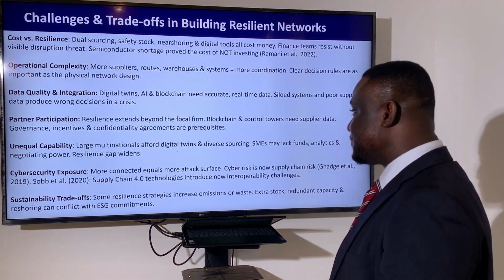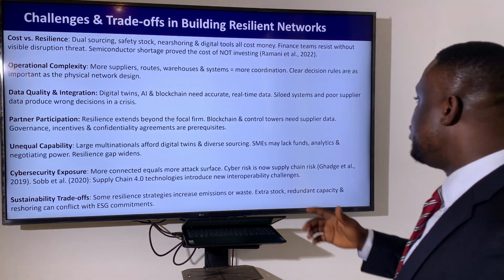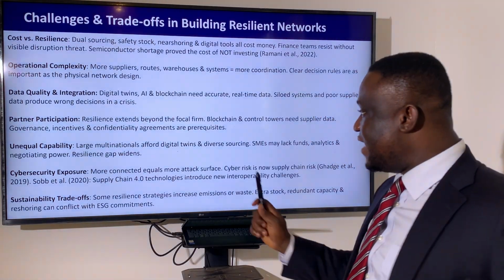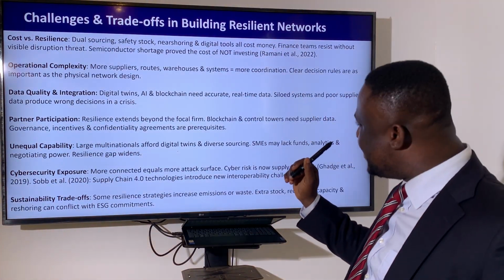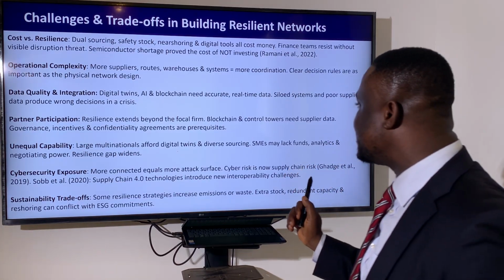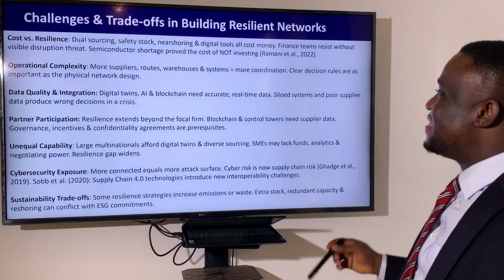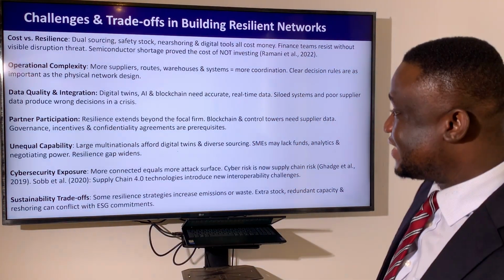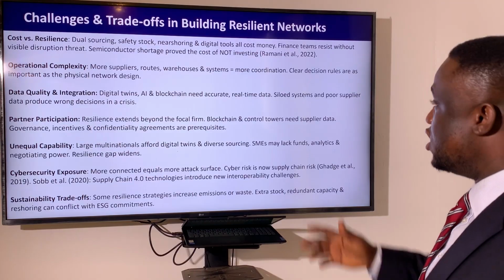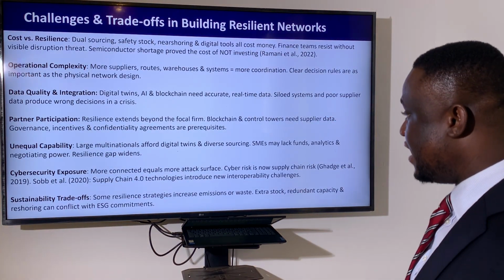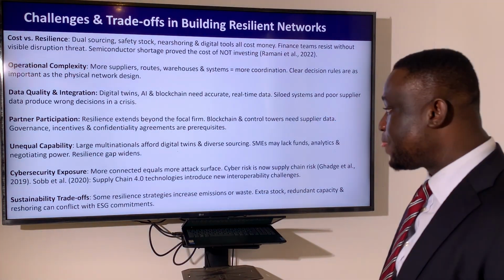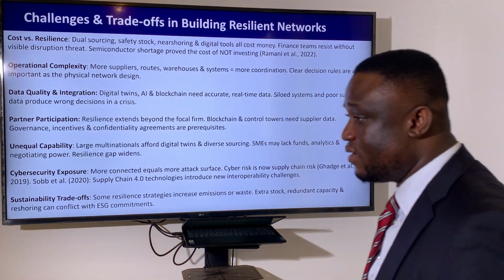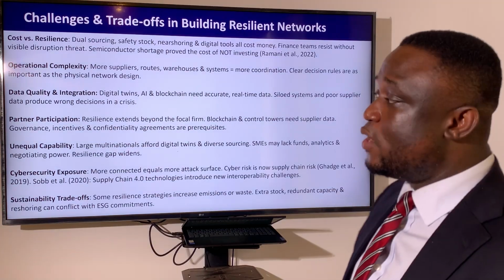Partnership and participation: resilience extends beyond the focal firm. Blockchain and control towers need supply data, governance, incentives, and confidentiality agreements. Right? So companies have to come together to form solid partnerships in finding solutions to such challenges. And then cybersecurity exposure. These are all challenges in building strong, resilient networks. As I said, technology has always been the way to go.